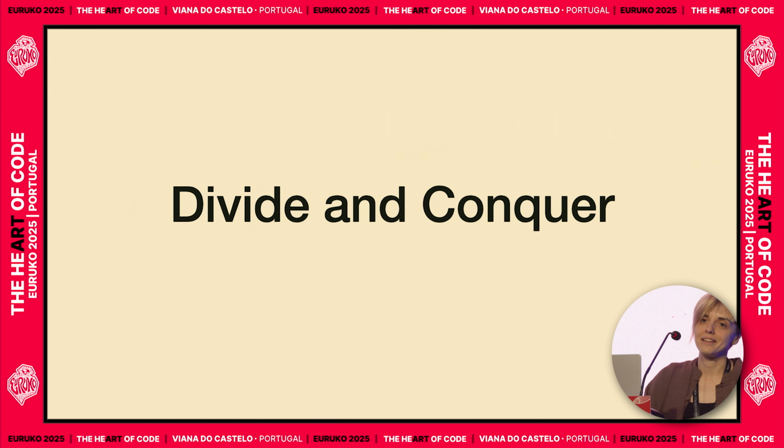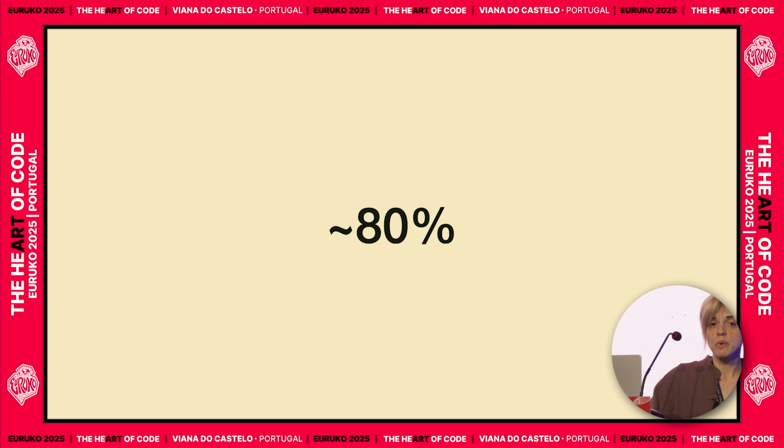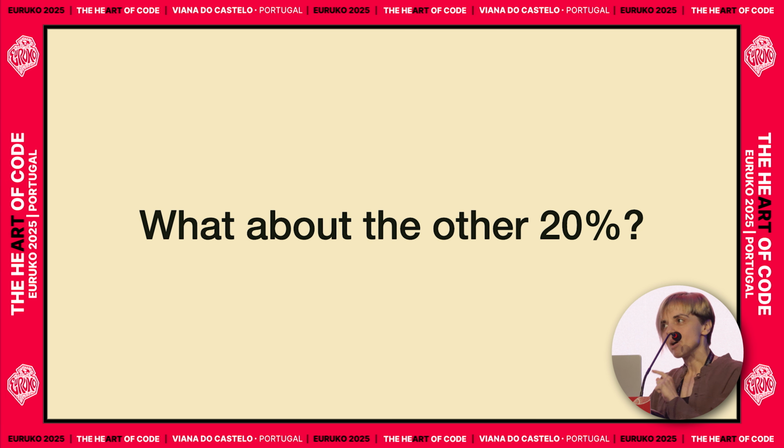And this trick I like to call divide and conquer. Actually, I like to call a lot of things divide and conquer. So divide is to separate your core logic from the threads as much as you can, and then test them in isolation in a single-threaded environment. And the best part is this little trick takes care of about 80% and sometimes even more of your testing needs. But here's the question, what about the other 20%?